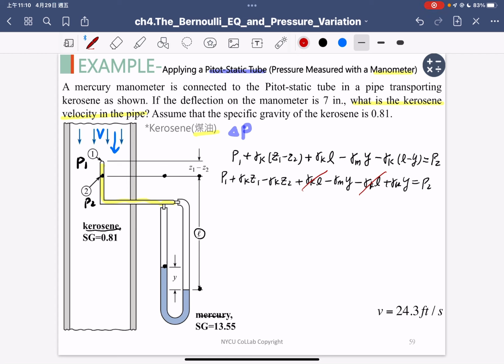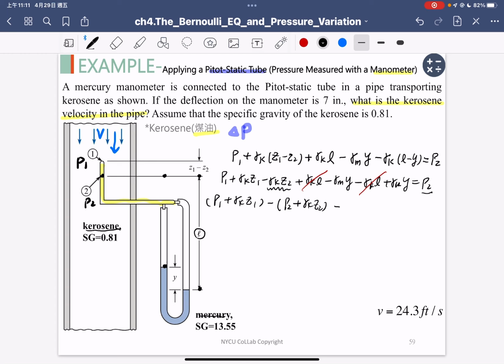And I keep the P1 and plus the gamma K Z1 together. This is our piezometric pressure for the P1. And I move the P2 to the left hand side. So you can rewrite: here is the P2 plus the gamma K Z2, right? This item combined with these items is our piezometric pressure for the point 2.